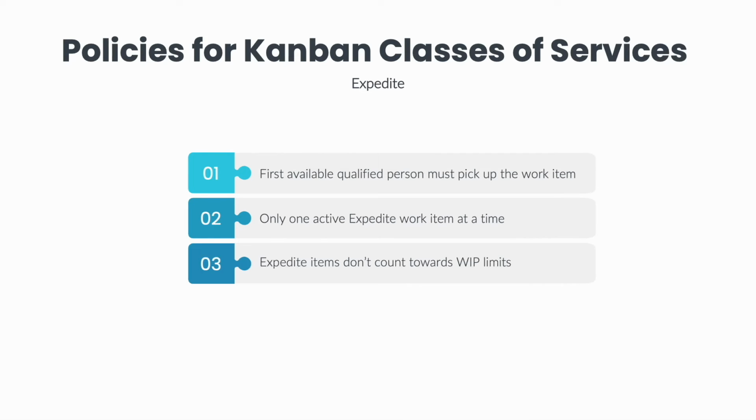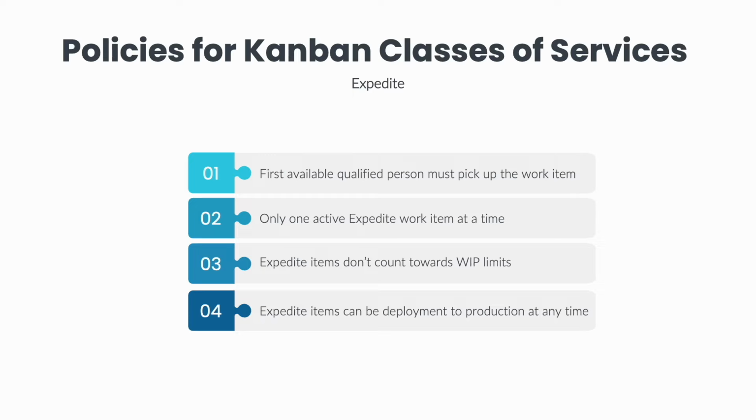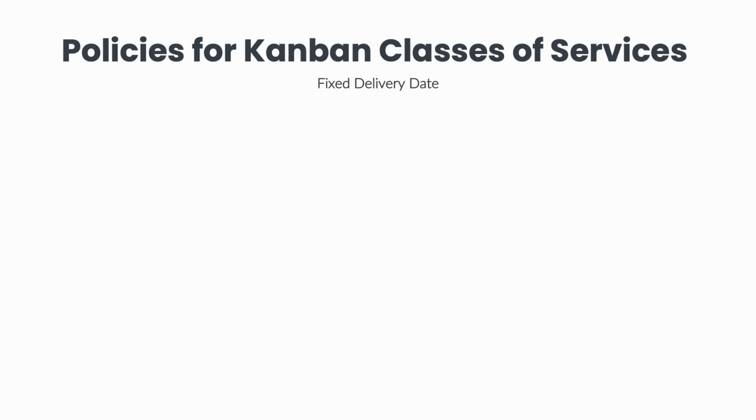Once on the active board, the expedite work item may cause the WIP limit to be exceeded in order to accommodate the expedited request. It is possible that once the expedited work item is complete, it might need to go to production as soon as it's complete. This means it might require an off-cycle deployment to production. This is also known as hotfix production deployment. Capacity should not be saved or allocated in advance for expedite work items.